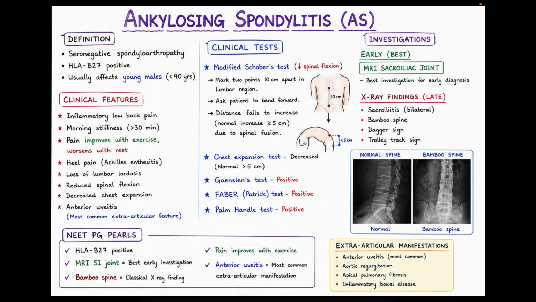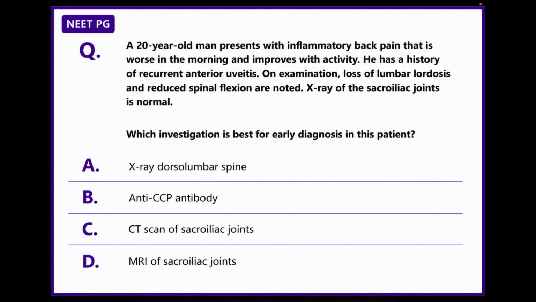So the first question comes here. A 20-year-old man presents with inflammatory back pain that is worse in the morning and improves with activity. He has a history of recurrent anterior uveitis. On examination, loss of lumbar lordosis and reduced spinal flexion are noted, and the X-ray of sacroiliac joints is normal. Which investigation is best for early diagnosis in this patient?